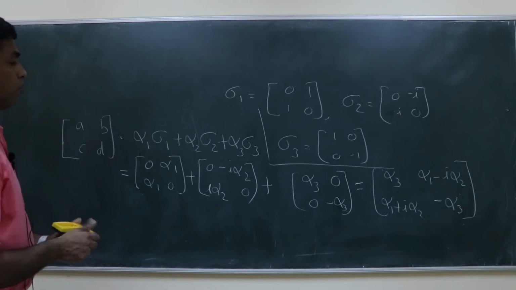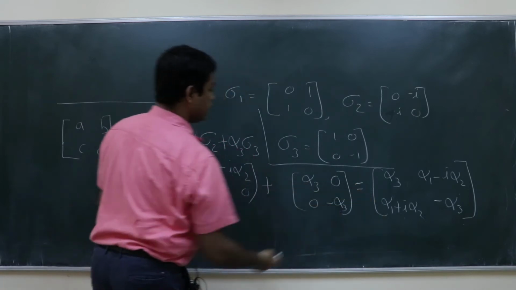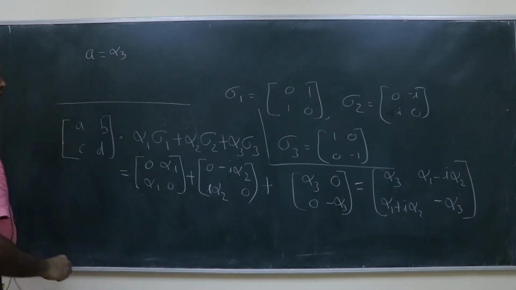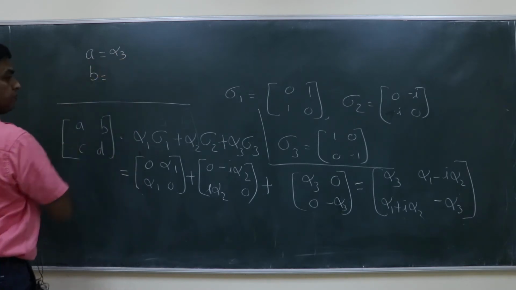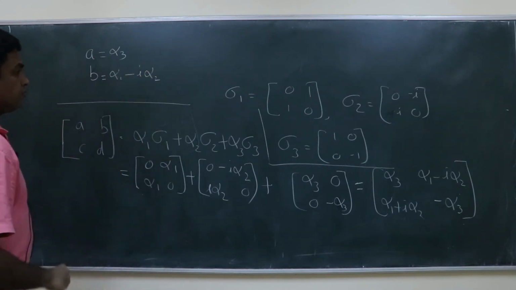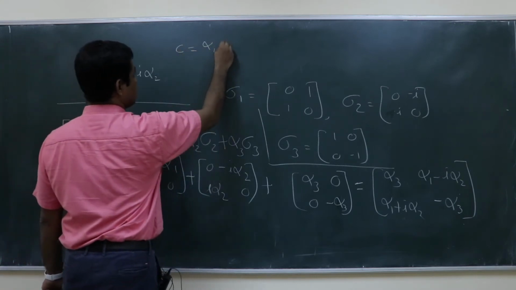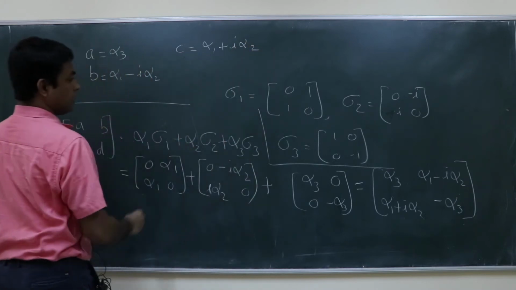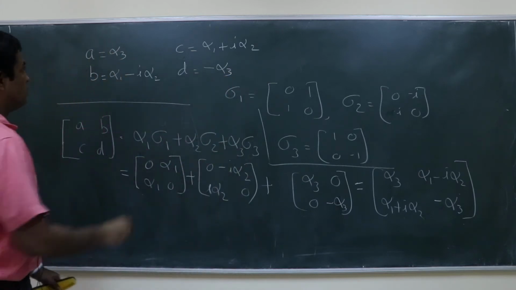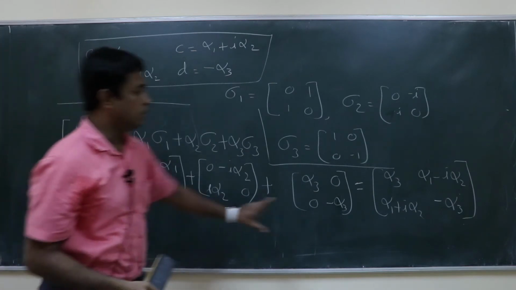So, if you equate now, what are you going to get? If you equate this one matrix with this matrix, you are going to get A is equal to alpha 3 and B is equal to alpha 1 minus I alpha 2, and C is equal to alpha 1 plus I alpha 2 and D is equal to minus alpha 3. Okay. So, this is what I get if I equate this matrix with this matrix.